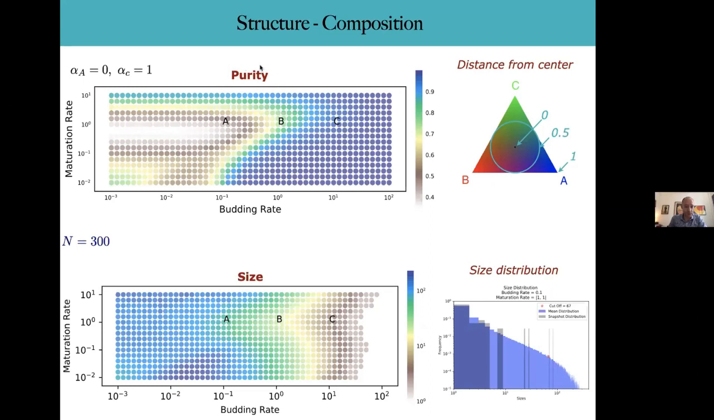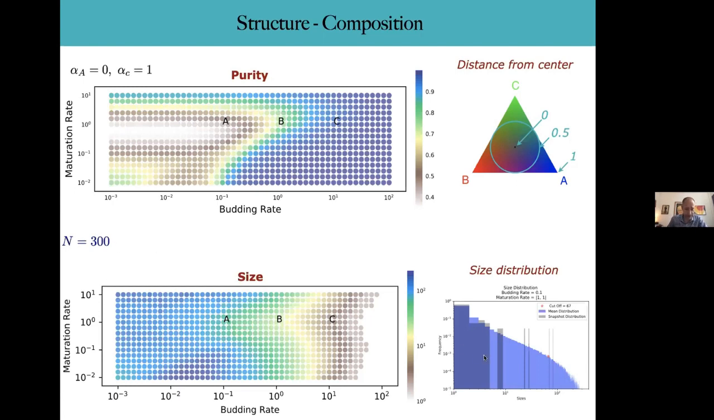And this is the purity of the compartment, the average purity. Purity is how far from the center point they are in this ternary phase diagram. So a system that is very A will be purity 1. A system that is a mix of 3 compartments will be purity 0. And as you can see, there is a purity transition which occurs when the budding rate is equal to the maturation rate. This is this line here. If the budding rate is smaller, then the system is mixed. If the budding rate is larger, then the system is pure.